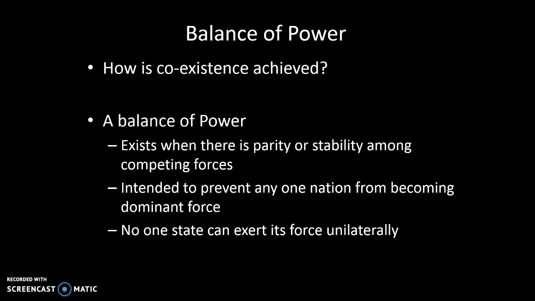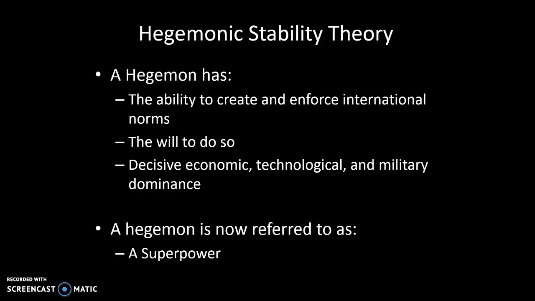So within that, we have a couple different concepts that we want to explore. The first is the balance of power. And balance of power is one way of understanding how this coexistence, how the absence of conflict is achieved. So a balance of power exists when there's equality or stability among competing forces, so between states. And the idea of the balance of power is that one state does not become so powerful that it can do whatever it wants, that it becomes the dominant force. At this stage, if you have a balance of power, then no one state can exert its force unilaterally, and therefore everybody is acting as a check and a balance on everybody else.